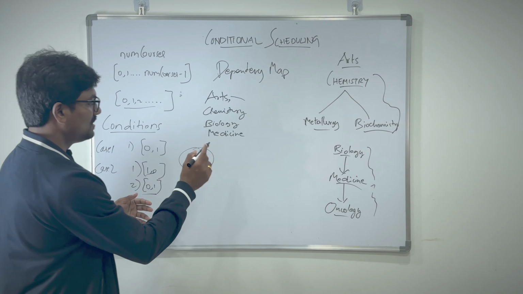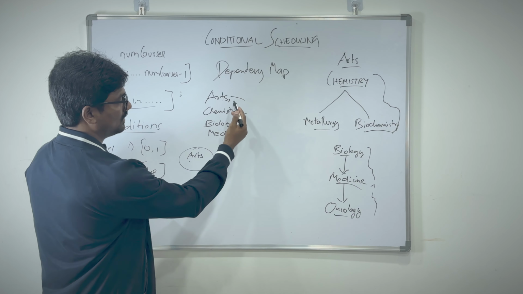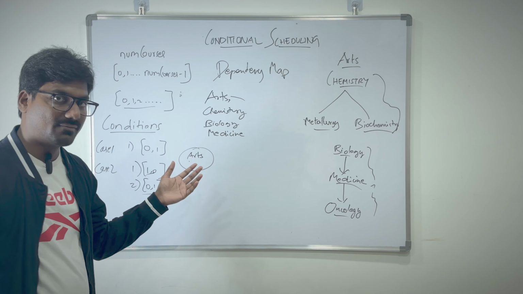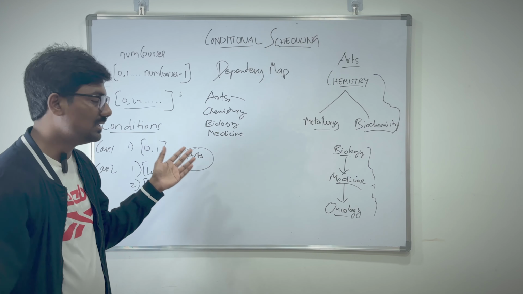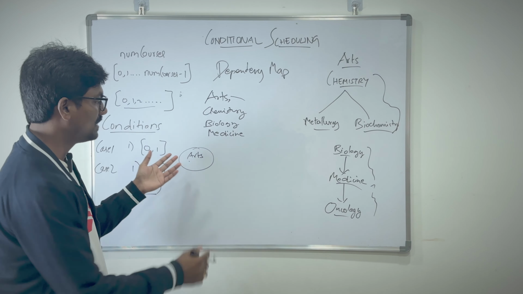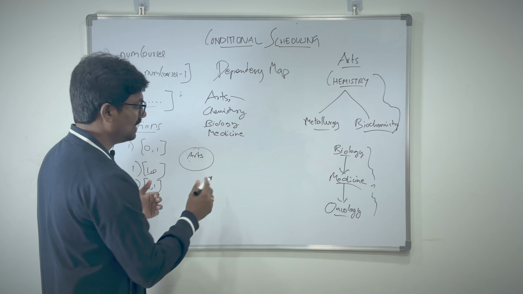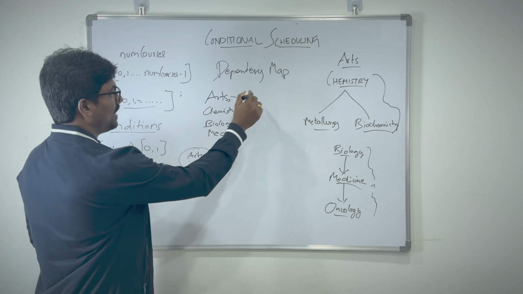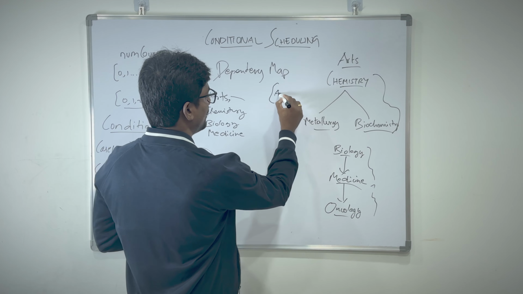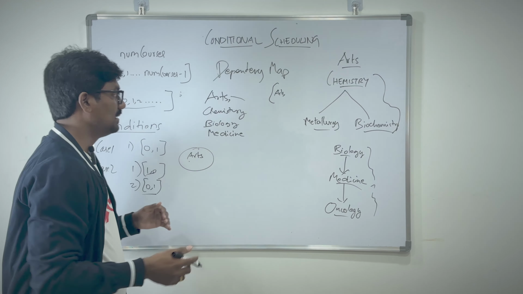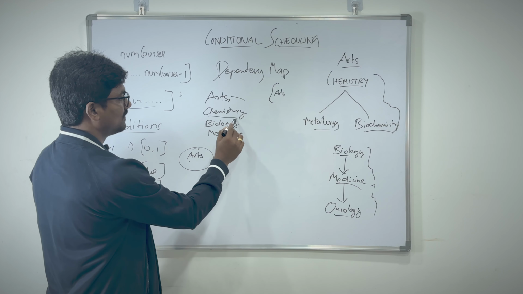Okay, once you completed arts, since in the dependency map which you have seen earlier there are no courses, that's why you cannot do anything. Once you learn arts, it's done. So you need to keep arts in an order list. Okay, so the next one is chemistry.